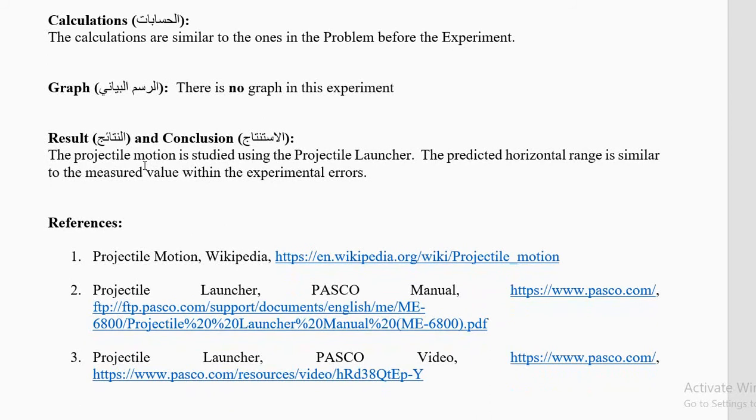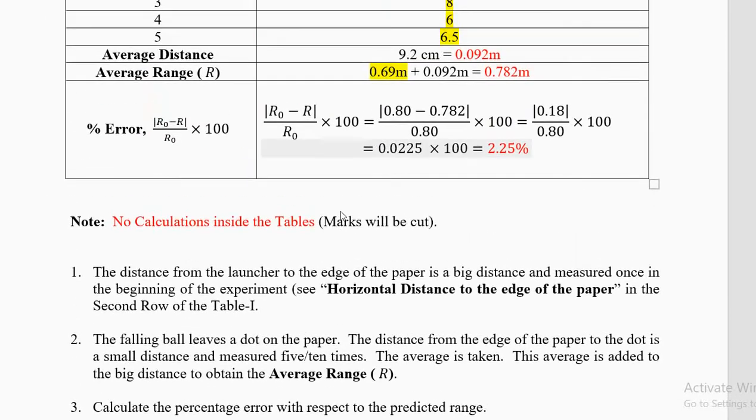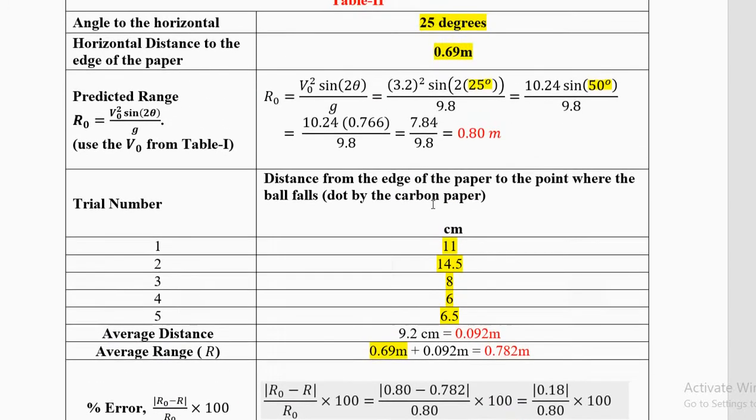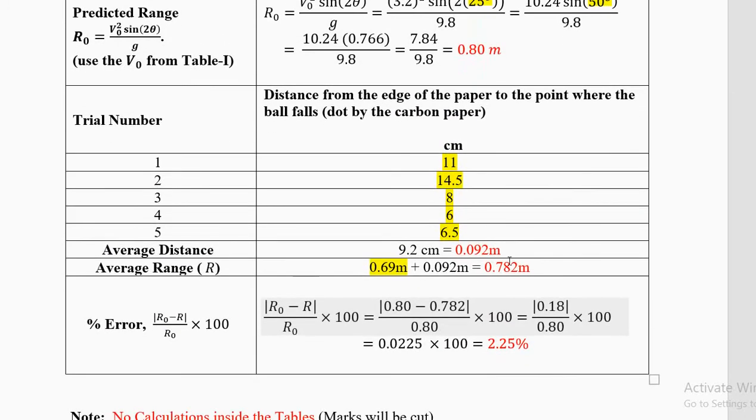What is the result? The projectile motion is studied using the projectile launcher. The predicted horizontal range is similar to the measured value. Look, these two numbers are similar. You get 0.78 and here you get 0.8. The prediction is 0.8, you are getting 0.78. Error is 2%, not bad.